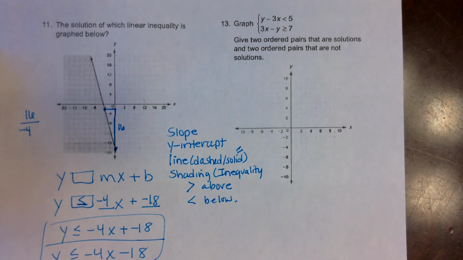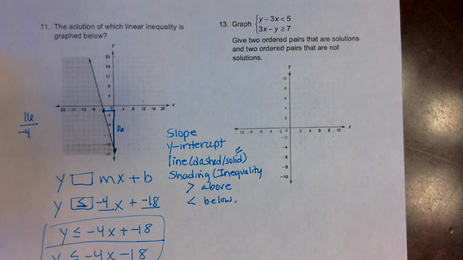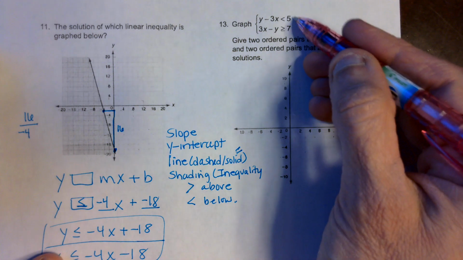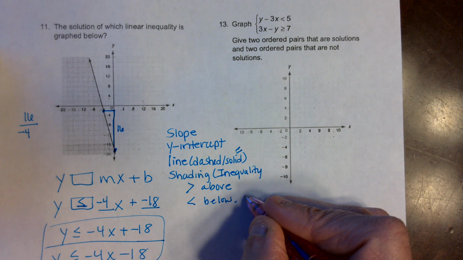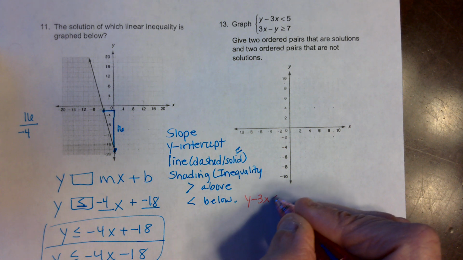Okay, so when we get to this one, we again have to graph, and again, what are we doing? Solving for y. So y minus 3x is less than 5.